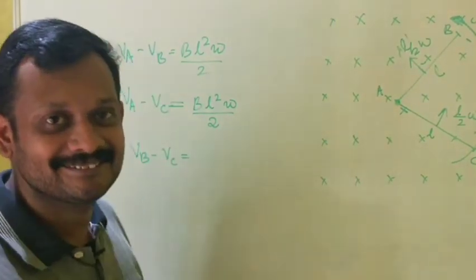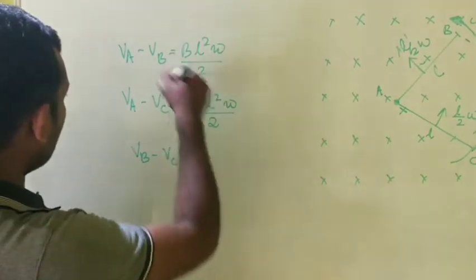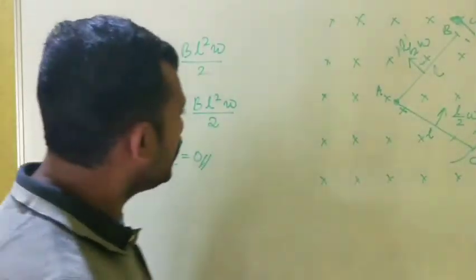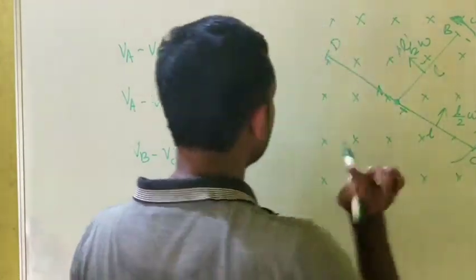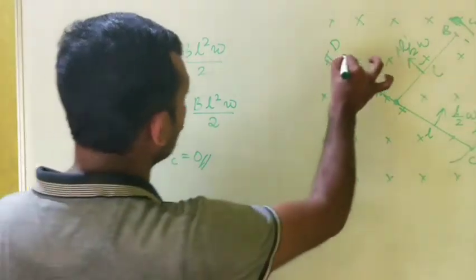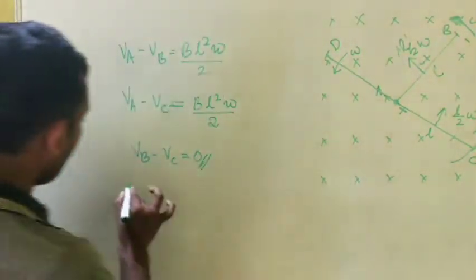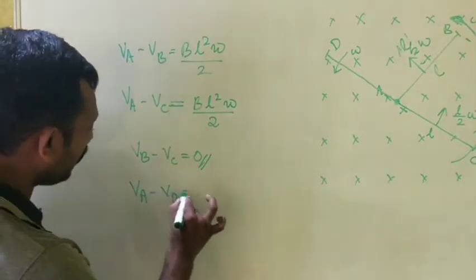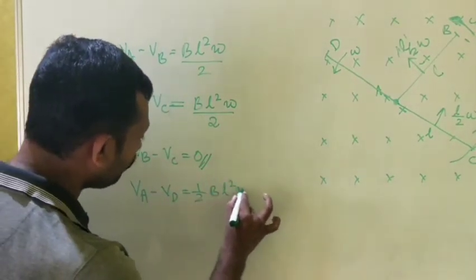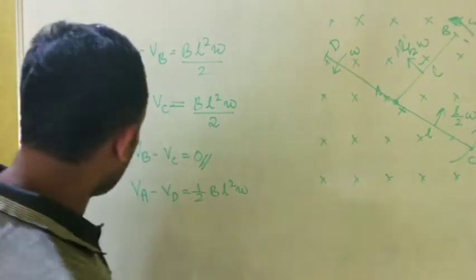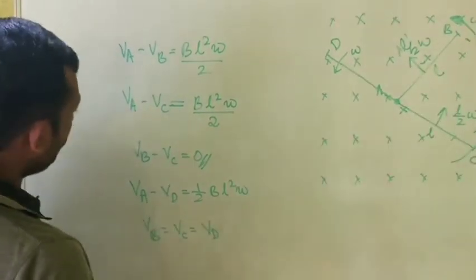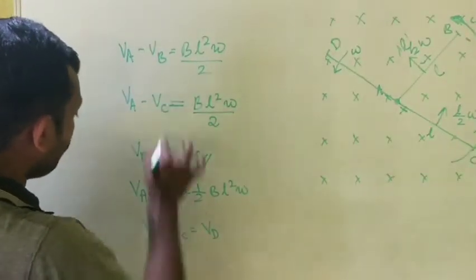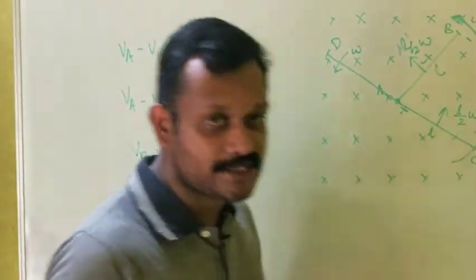The answer is very simple. If you take the difference of these two equations, this will come out to be 0. Suppose I have another rod here, of length D. What will be VC minus VD? Again, as it is rotated in the anti-clockwise sense, VA minus VD is equal to half BL square omega. So VB is equal to VC is equal to VD, because taking the difference of these equations, VC minus VD is equal to 0. These points are all at the same potential.